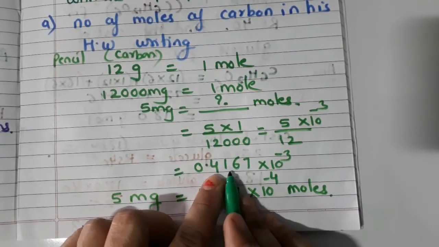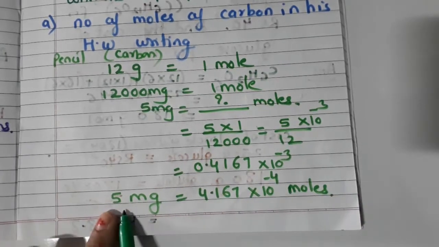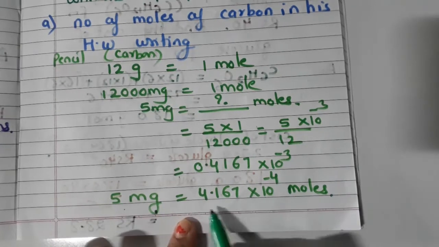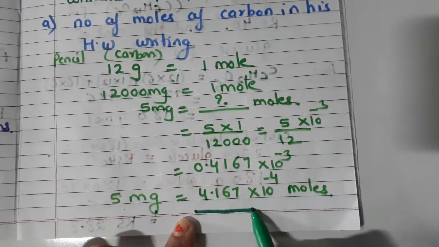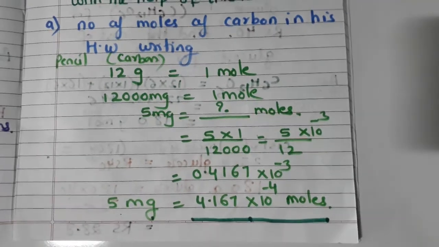0.4167 into 10 raised to minus 3. So ultimately 5 milligrams of carbon contains 4.167 into 10 raised to minus 4 moles. I hope you have understood this numerical.